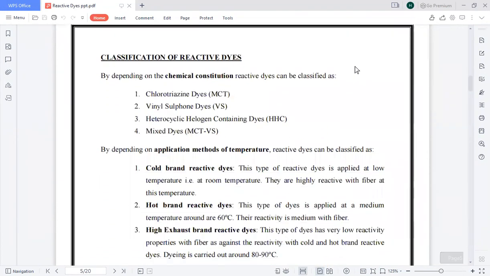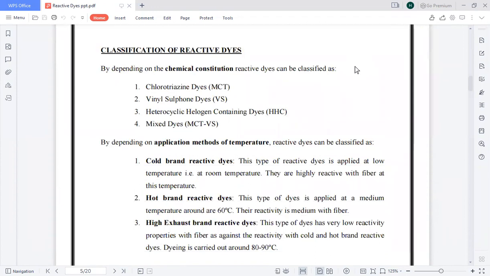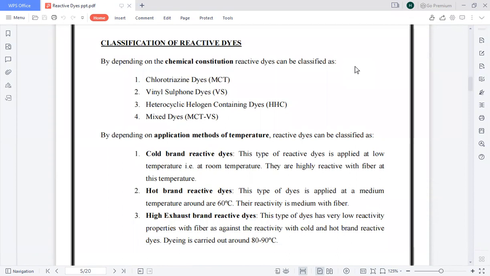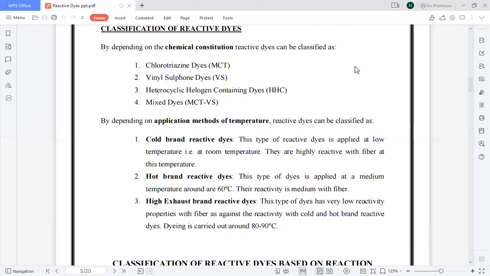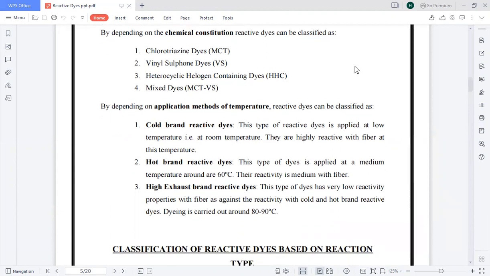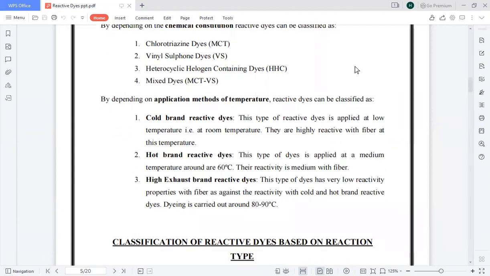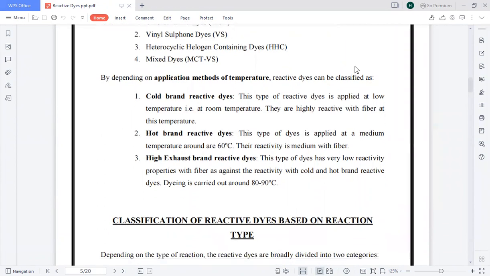So moving towards the classification of reactive dyes. Reactive dyes are classified based on the chemical constitution into the following types. First one is the chlorotriazine dyes. The second one is the vinyl sulfone dyes. Third one is the heterocyclic halogen containing dyes. These are the pyrimidine dyes containing halogen groups. And fourth one is the mixed dyes, which includes monochlorotriazine and vinyl sulfone mixed dyes, or the bifunctional dyes or polyfunctional dyes.